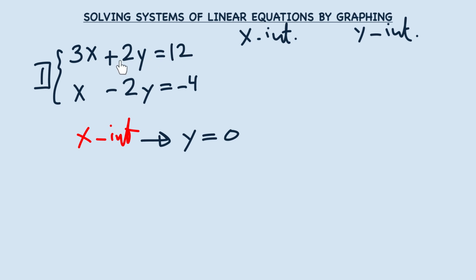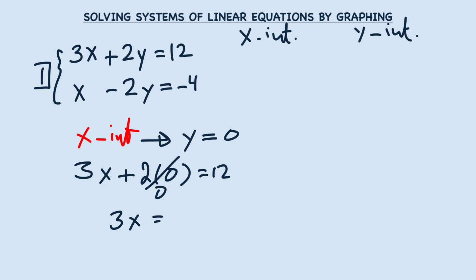So let us start solving the first equation, 3x plus 2y equals 12. I will write it down: 3x plus 2, and now instead of writing the letter y, we have to replace it with 0 because we need to put y equals 0. We are plugging 0 instead of y, equals 12. Now this is 0, so 3x equals 12. I will have to divide both sides by 3. These will cancel out, so I have x equals 4. So this means the x-intercept for the first equation is (4, 0).